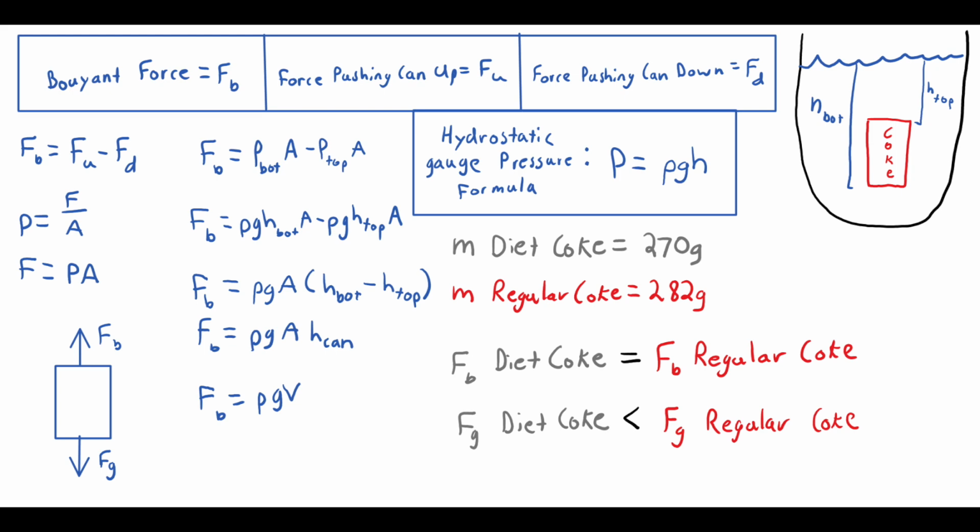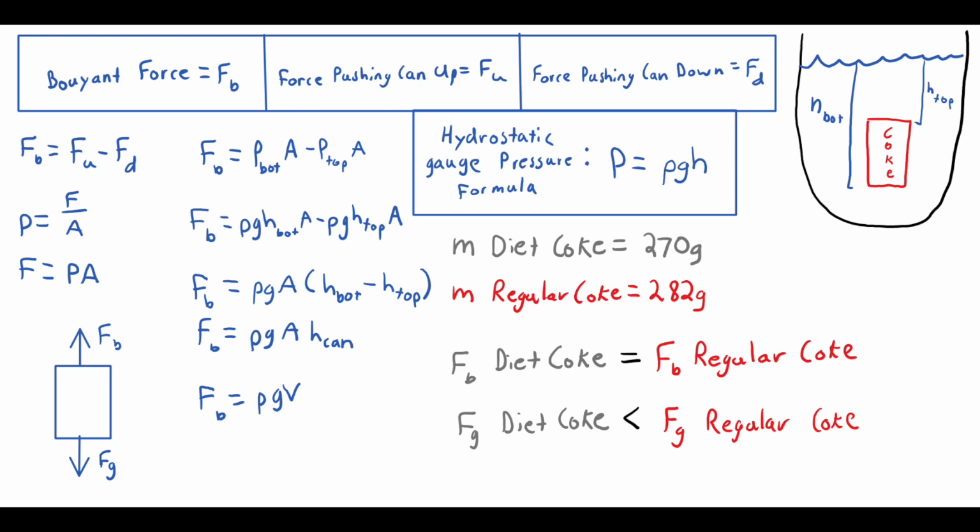And moving things around, since the area of the top and the area of the bottom are the same, we find that the buoyant force is equal to the density of the water times gravity times the area times h bottom minus h top. And thinking about that, h bottom minus h top is really just the height of the can. So it becomes F sub B is equal to density, gravity, area, and the height of the can. And the area times the height of the can is really just the volume of the can. So overall, the buoyant force is equal to the density of the water times the gravity times the volume of the can.